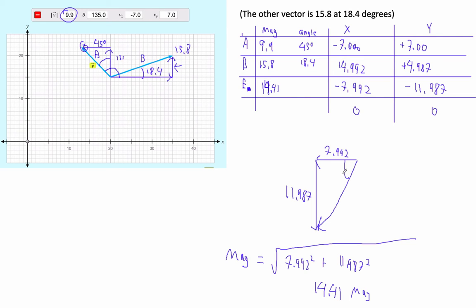All right, and then this angle here is going to be tan minus 1. Find the inverse tangent of 11.987 over 7.992. So let's figure that out. And then this gets a little tricky, how to figure out that angle, okay? But I'll show you. There's a way to do this. So inverse tan of that guy divided by this guy is 56.3 degrees.